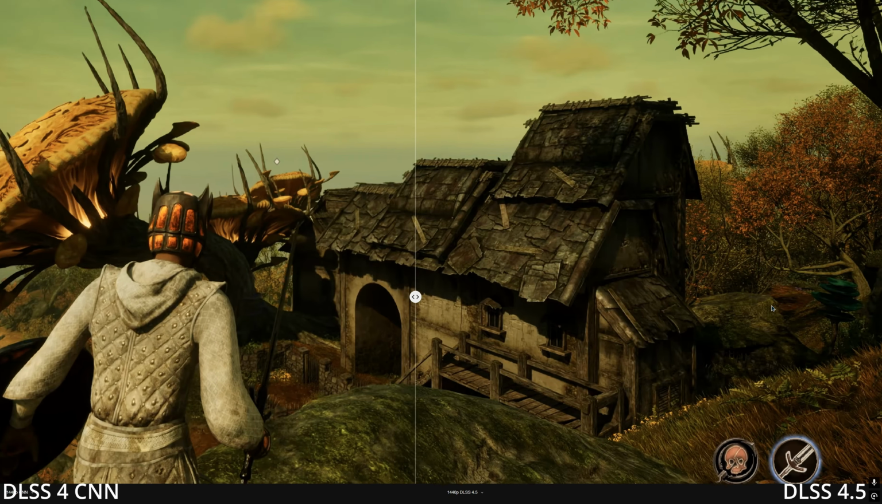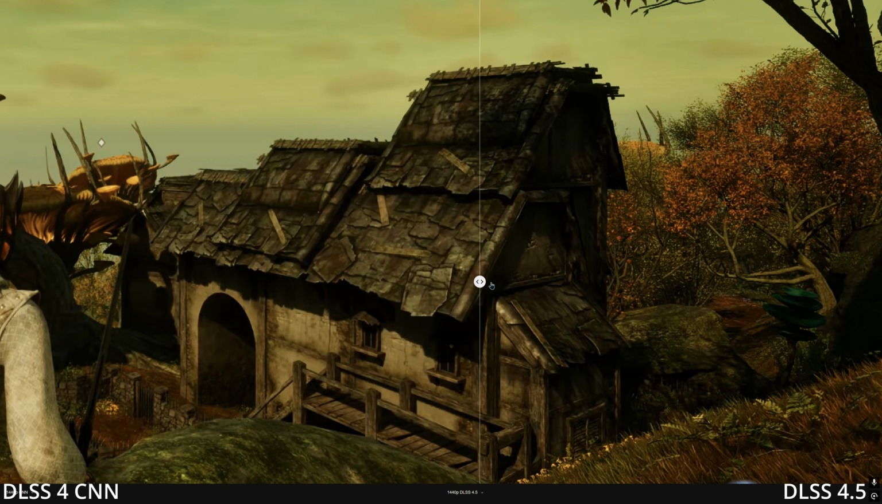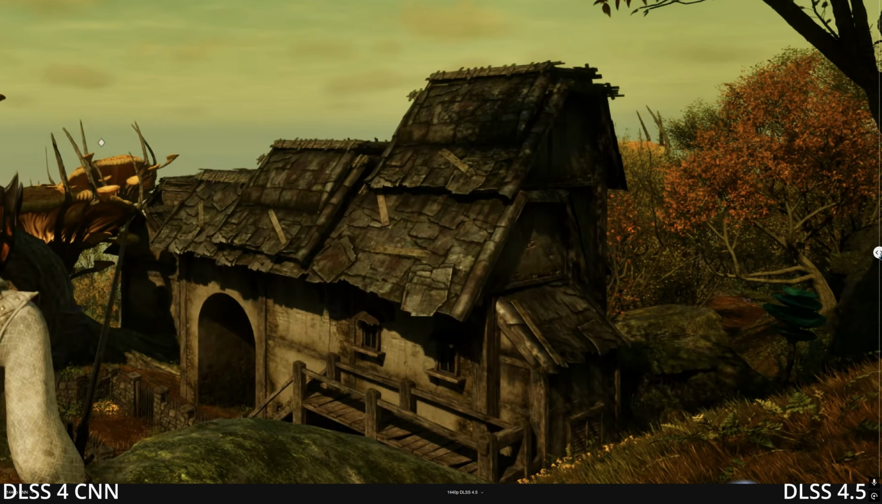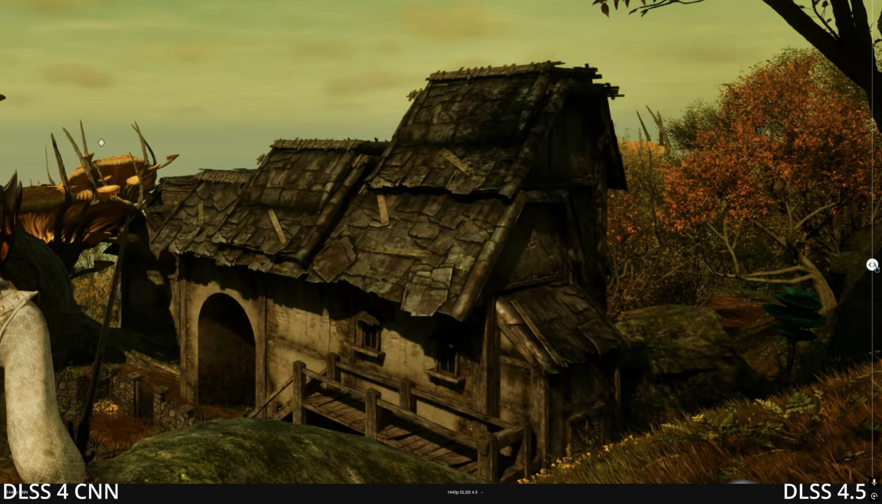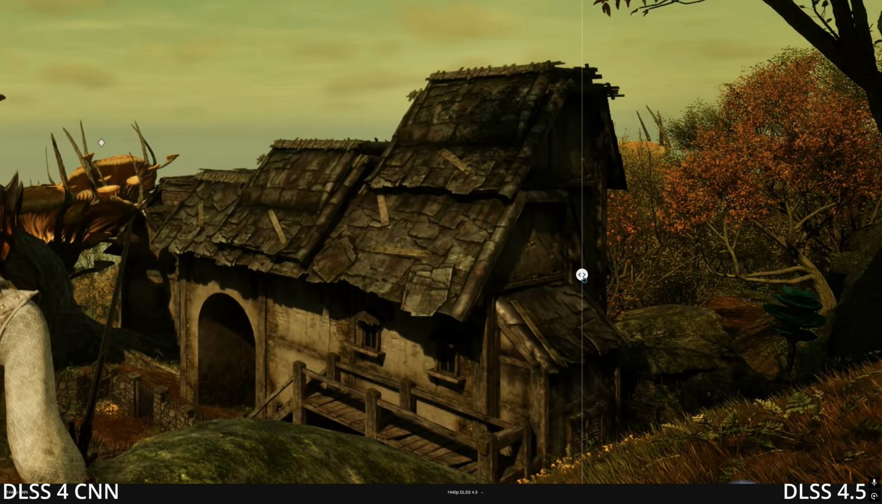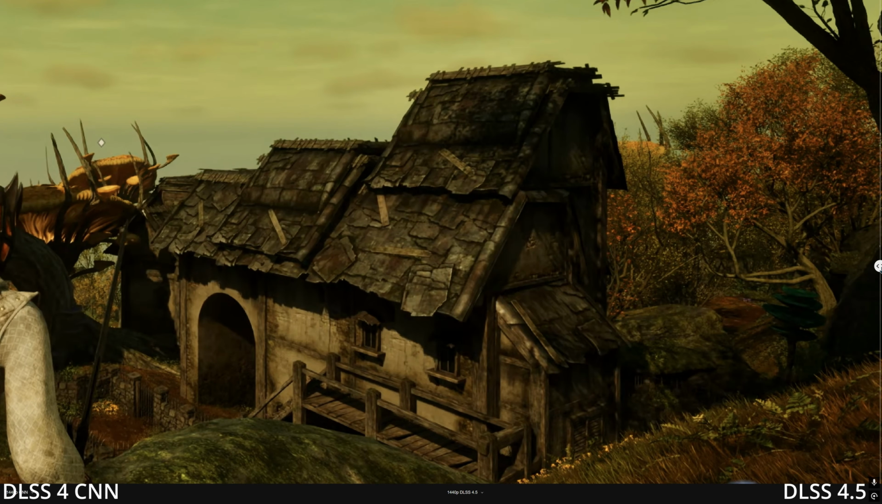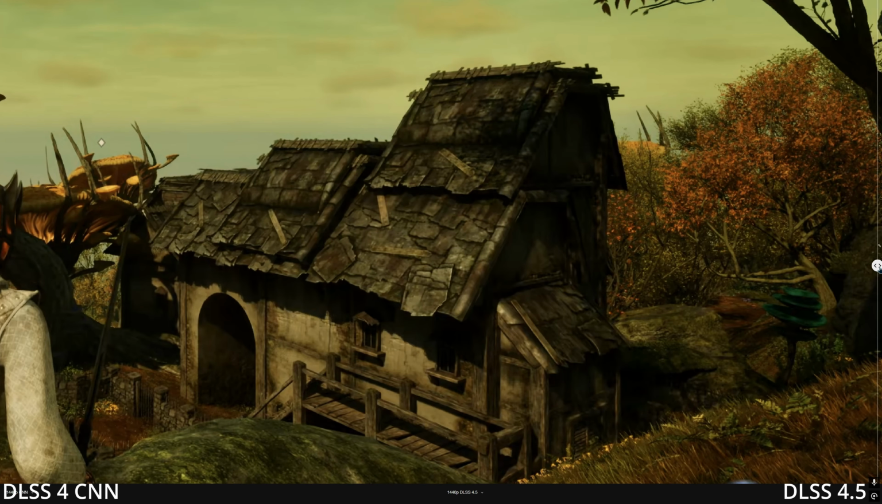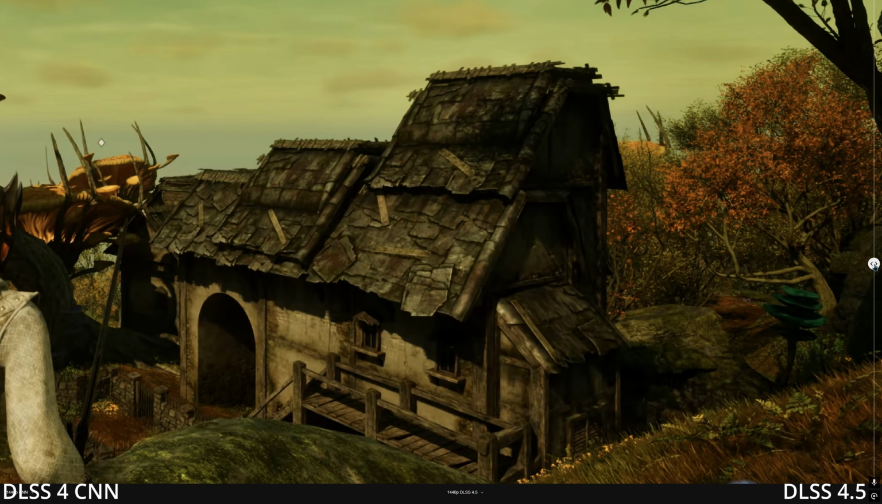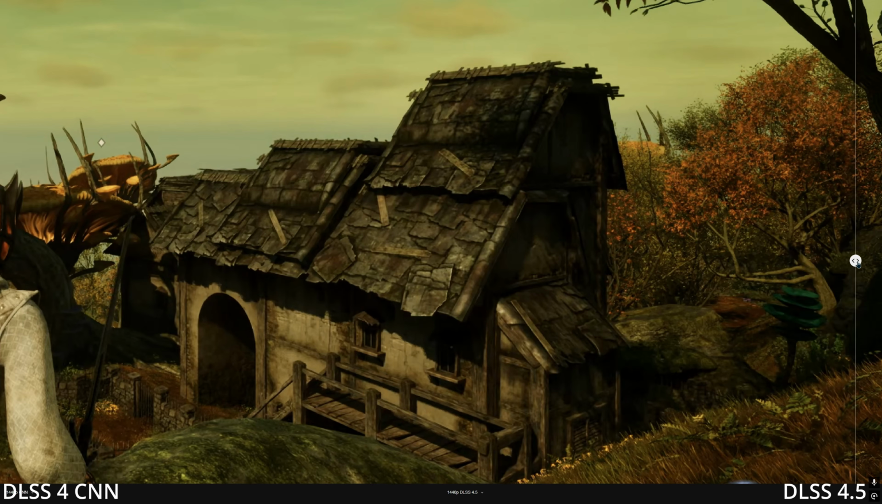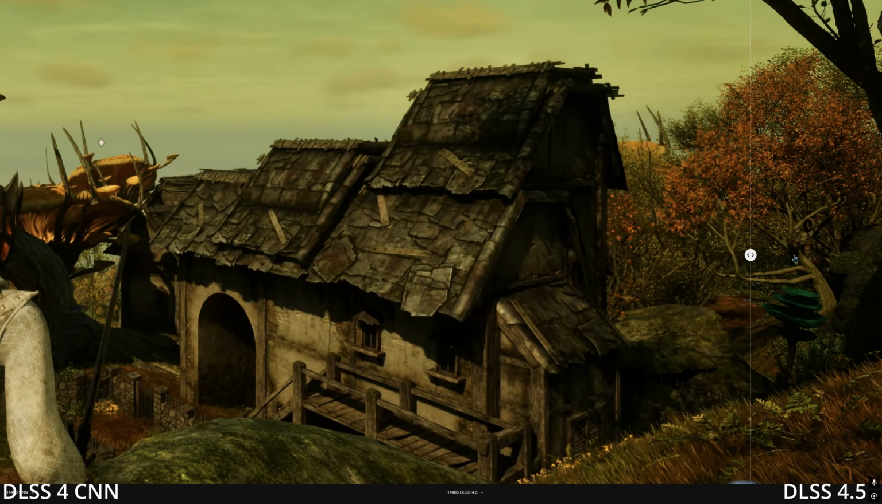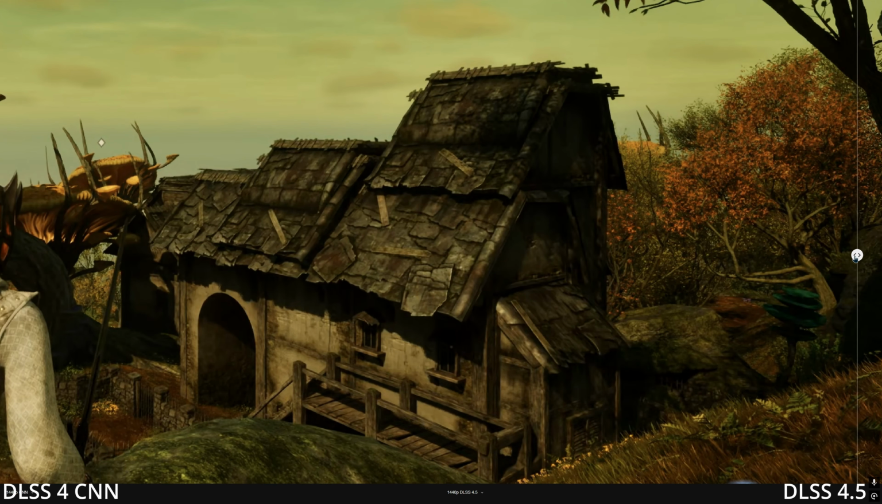DLSS 4.5 does a much better job of cleaning up that noise. We can see something similar with the vegetation here. This isn't because of DLSS or upscaling or any of that. It's mainly because of Lumen using low resolution samples and accumulating them over frames. DLSS 4.5 sort of cleans up that mess.